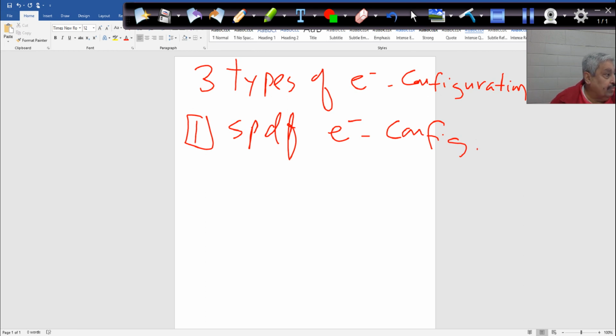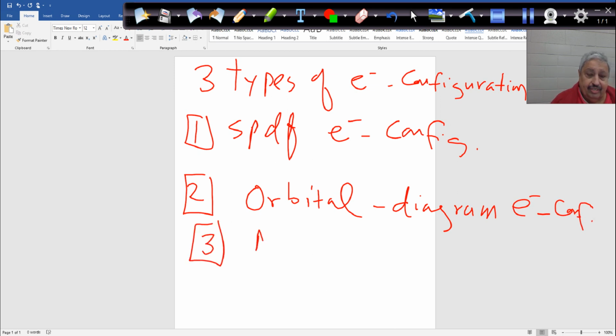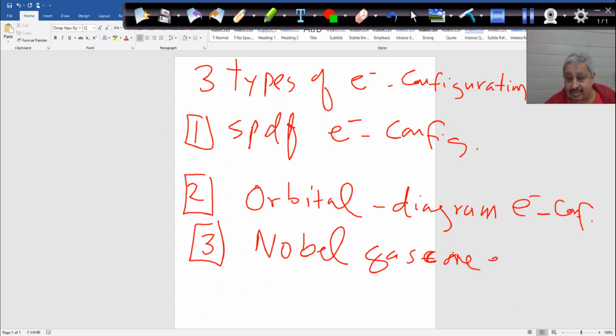Okay, guys. And the second one, if we have SPDF, we can have the orbital diagram. Orbital diagram electron config. And the third one may be confusing. It's noble gas core electron config.